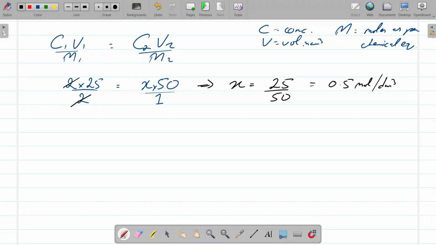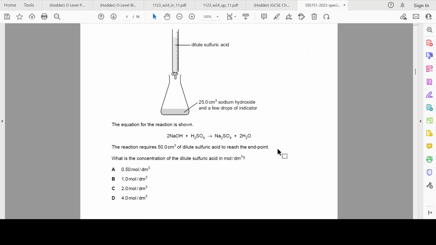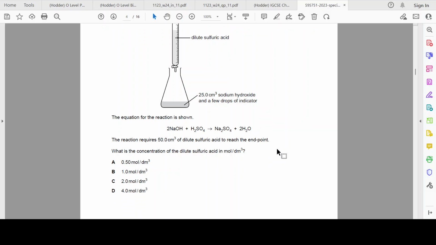Do we have that option? Yes, we do. So going back to the paper, this is the one thing I find annoying about NEET, trying to keep resharing the screen. And it's option A, and that is your answer.